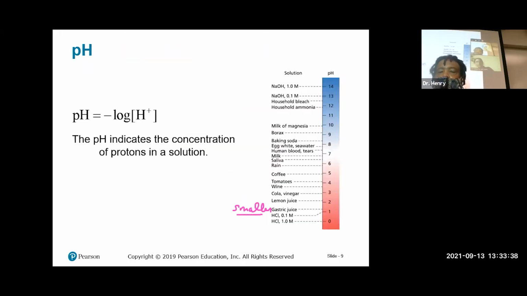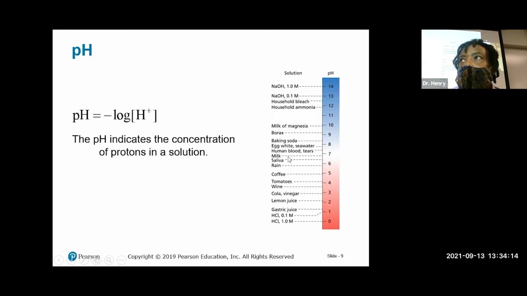So we know the pH scale. This kind of gives us an idea of how things are. Okay, so pH is determined by minus the log of the concentration of the hydronium ion, or just the H+ ion. In this case, this lets us know our nice little scale here. So water should be around neutral, right?